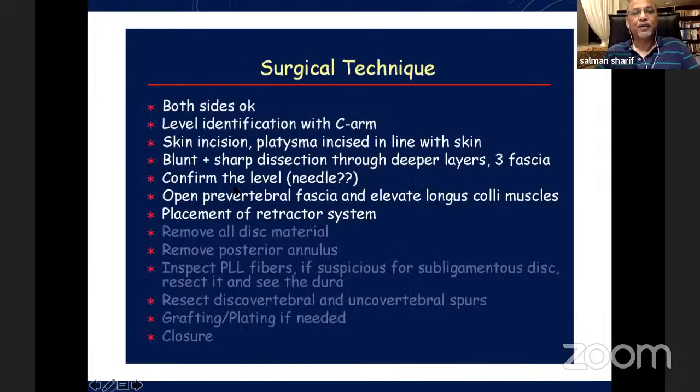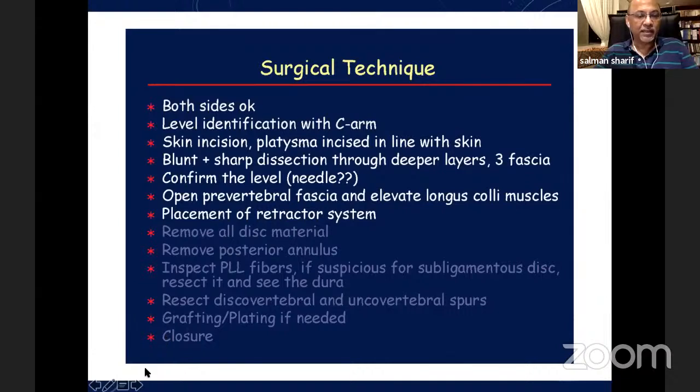What you do is you confirm the level. You open the prevertebral fascia, as I said, and then on both sides, you elevate the longus colli muscle. And this can be done with a bovie or with a bipolar, whatever suits you. As long as you make sure you're not touching the retractor with your bovie or the esophagus. Otherwise, if you make a hole, then you would be that 1% out of 600 who's going to have infection there, as well as food leaking in.